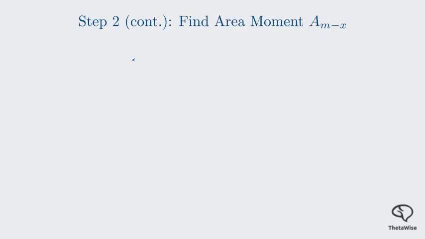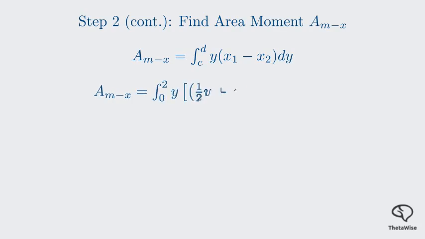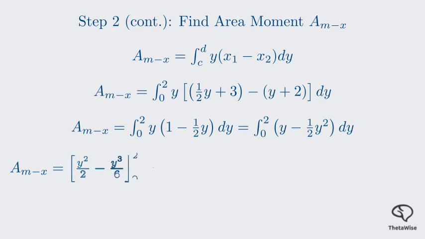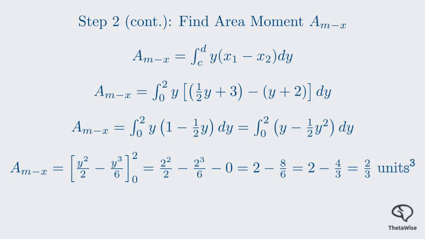We need to calculate the area moment about the x-axis, A sub Mx. This is the integral from 0 to 2 of y times the right curve minus the left curve, dy. We already simplified the bracketed term to 1 minus 1/2 y. Distributing y, we get the integral of y minus 1/2 y squared dy. Integrating gives 1/2 y squared minus 1/6 y cubed. Evaluating from 0 to 2 gives 2 minus 4/3, which is 2/3 cubic units.